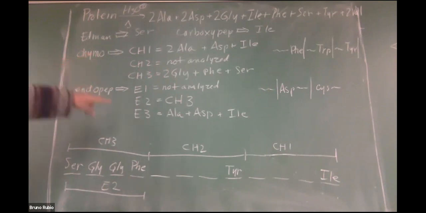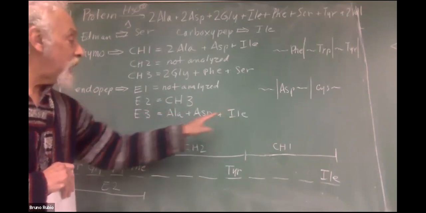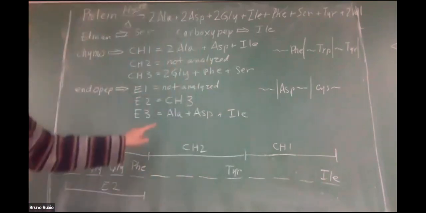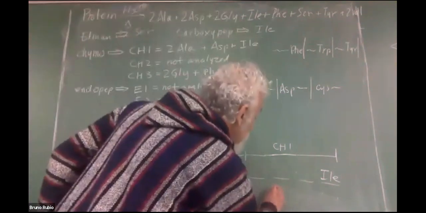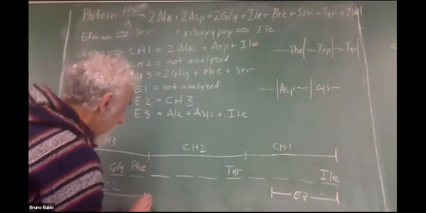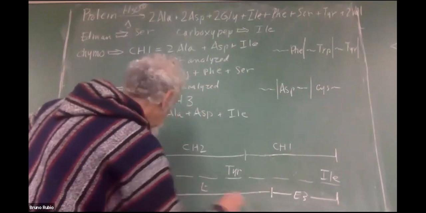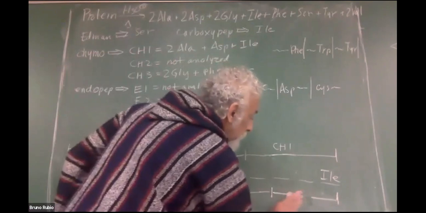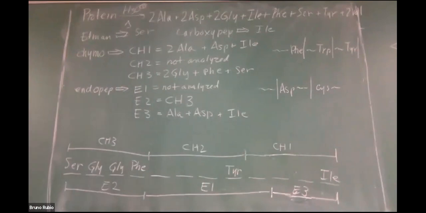Okay, so now what? Now this fragment E3 has this isoleucine in it, and we know where isoleucine lives. E3 is 3 amino acids long, so E3 must be here. There's E3, and this guy here in the middle, that must be E1. Okay, so how are we doing so far? Now let's see, what else can we do here?